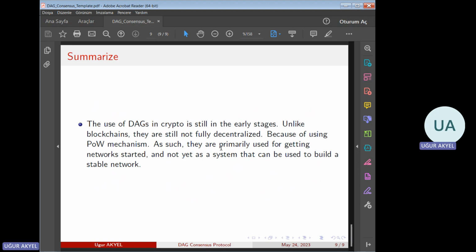recently tried as an adaptation to the blockchain network. The use of DAGs in crypto is still in early stages. Unlike blockchains, they are still not fully decentralized because of using the proof of work mechanism. As such, they're primarily used for getting a network started and not yet as a system that can be used to build a stable network. Thank you for listening to me.